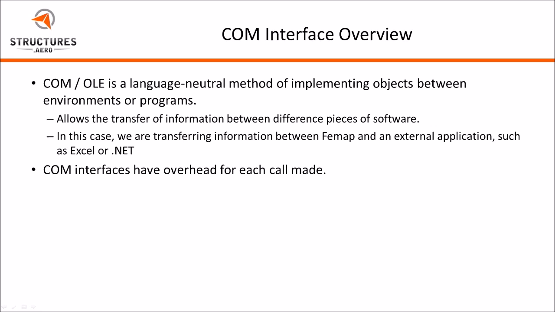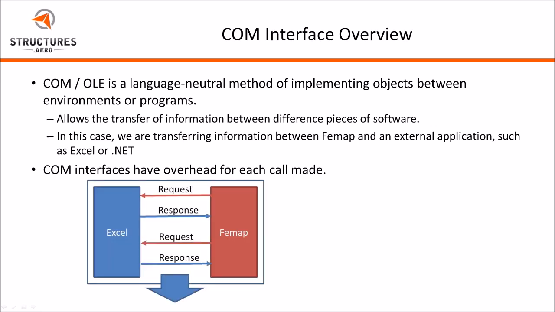It works with basically any language that can implement a COM interface. So this allows the transfer of information between 2 differing pieces of software, whether or not they speak the same language, essentially. And for what we're going to be looking at today, we're actually going to be working with Excel, which is a very easy interface, as it's also a VBA interface, so the language between Femap and Excel is identical. So the basics of a COM interface is the same as any other object-oriented language.